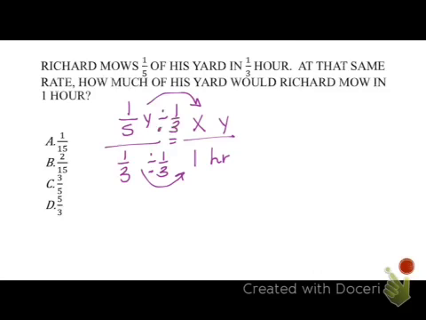1/5 divided by 1/3 is the same thing as 1/5 times 3/1, because when you divide fractions, you multiply by the reciprocal. Your ones would cross cancel, leaving you with 3/5. So we could mow 3/5 of the yard.